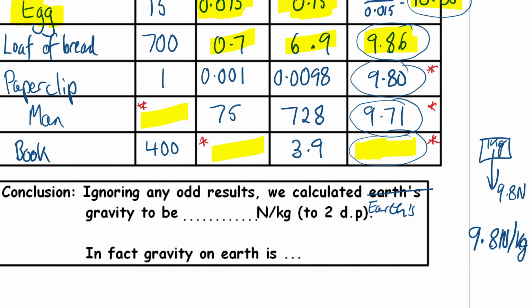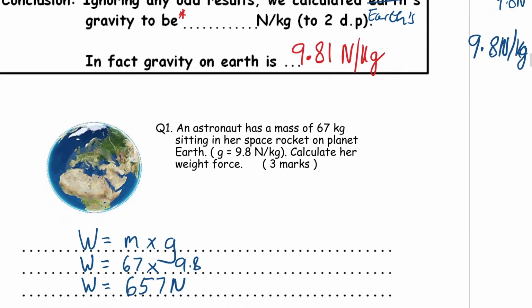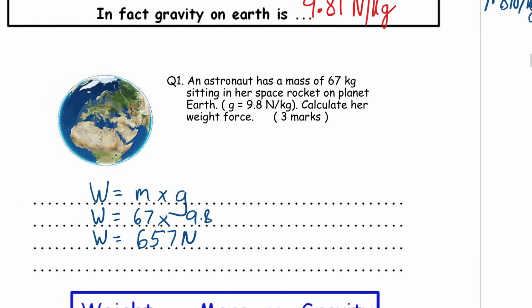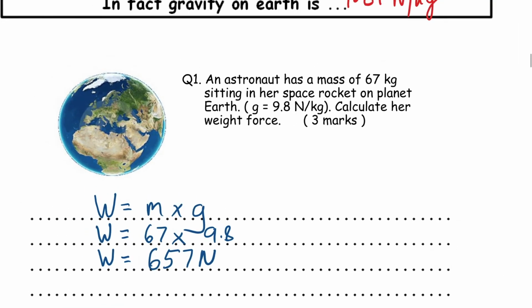So you complete that. So to 2 decimal places, gravitational field strength is 9.81 newtons per kilogram. Question 1, I've completed for you as an example, and you're going to be doing the others.